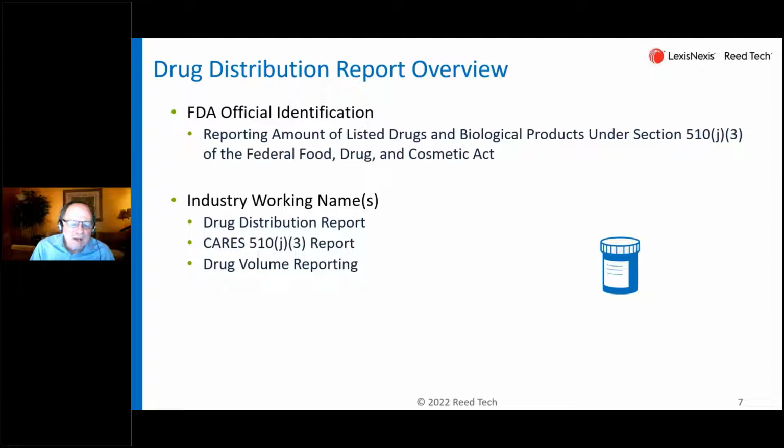And you might have also heard short names for this particular topic: drug distribution report, you might have also heard CARES 510(j)(3) report or drug volume reporting, and that's not a full list. There's a couple other names out there. I don't know that industry has really settled down on a particular name. I'm going to be using drug distribution report, and every once in a while we might use the acronym DDR, but drug distribution report is what we have adopted here at ReadTech for this particular topic. It's a little bit shorter and easy to work with.